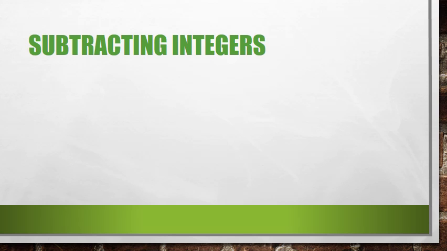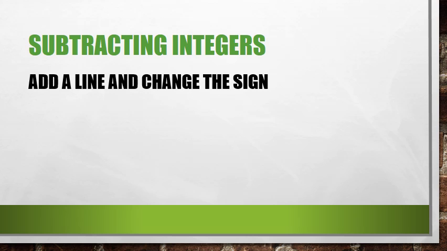Finally, subtracting integers. Here, we just add a line and change the sign to make it go right back to what we did with adding integers. So for example, if we have negative 15 minus 4, we could change that to negative 15 plus negative 4 by adding a line to the minus sign in the original problem and changing the subtrahend 4 to negative 4 by changing the sign. And so then negative 15 plus negative 4 would be negative 19.